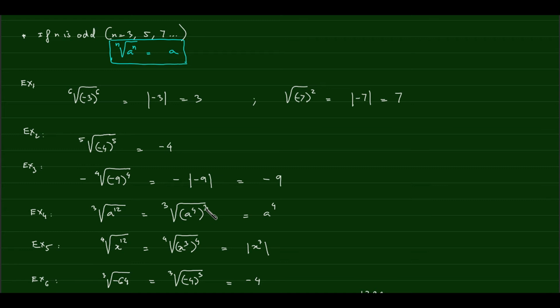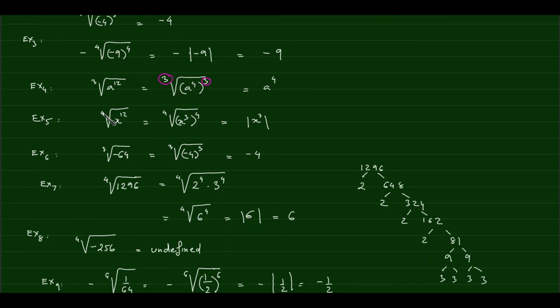Because 4 times 3 is 12, and you see the exponent here and the index here are the same, right? Exponent and index are the same. See here, I'm going to use the purple. The index here and the exponent here are the same, and it's odd, so it turned out to be a to the 4.